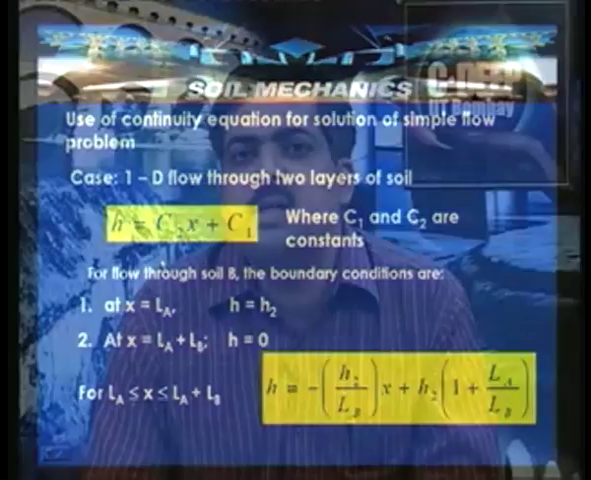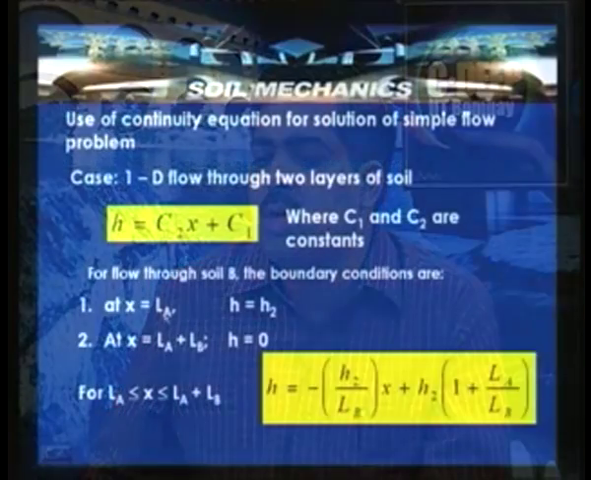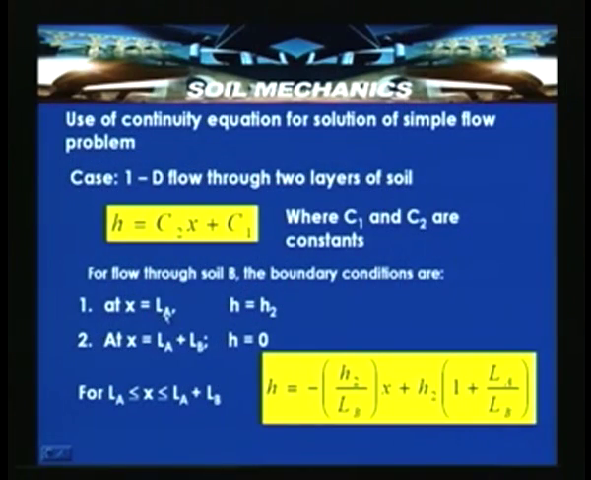Again, the flow is taking place in one dimensional direction. So del square h by dou x square is equal to 0, and integrating we get h is equal to C2 x plus C1. For flow through soil B, the boundary conditions are: at x is equal to LA, h is equal to h2, that is, at the end of x is equal to LA the head is h2, and at x is equal to LA plus LB, that is from left hand side to right hand side, h is equal to h0.